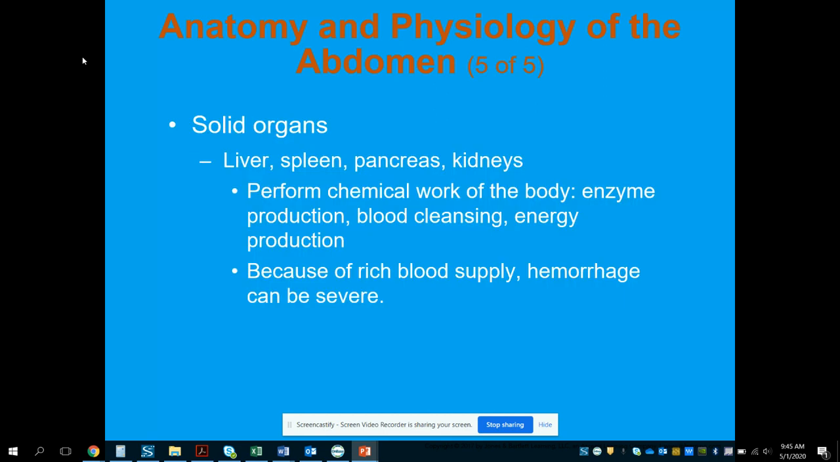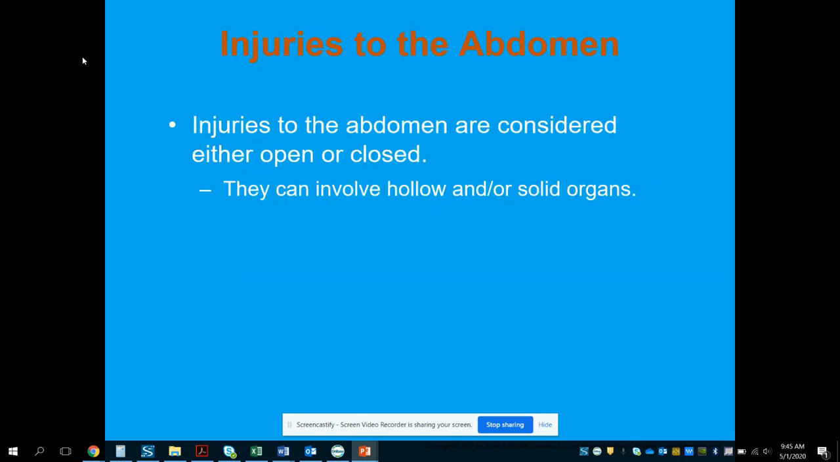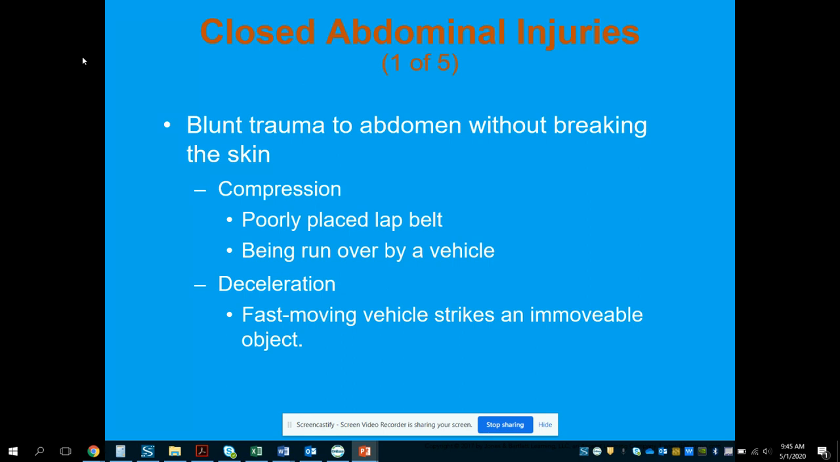So those solid organs, like we mentioned, the liver, the spleen, the pancreas, and the kidneys, they usually perform the chemical work of the body, like enzyme production, blood cleansing, and energy production. So because of this very rich blood supply here, the hemorrhage can be very severe. Injuries to the abdomen are considered either open or closed, as with anything else, and they can also involve hollow or solid organs. So closed abdominal injuries, we're looking at blunt trauma to the abdomen that does not break the skin. So this could be compression, like from a poorly placed lap belt in a vehicle or being run over by a vehicle. Those are just 2 examples.